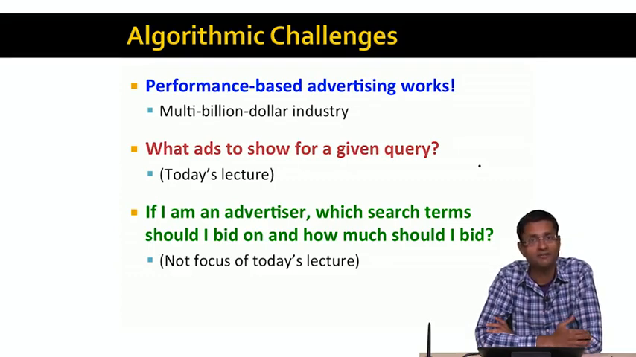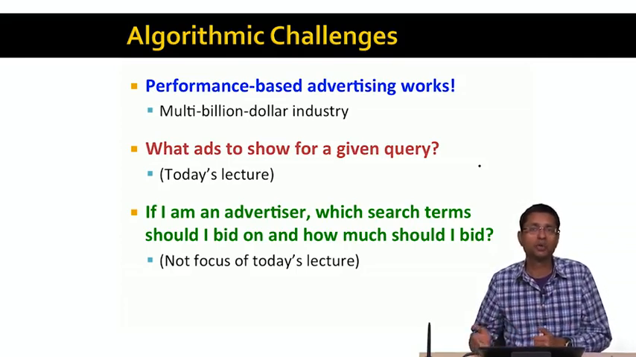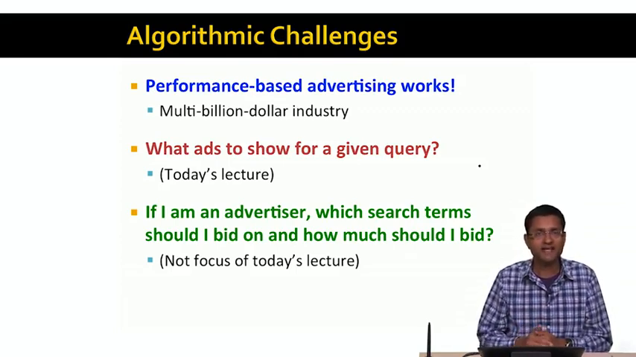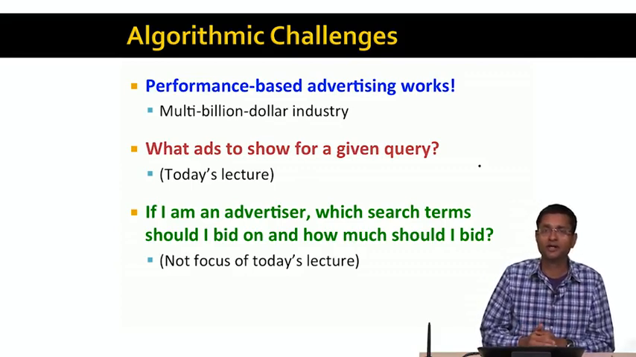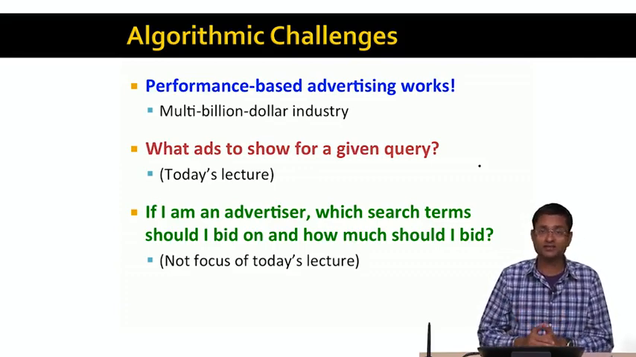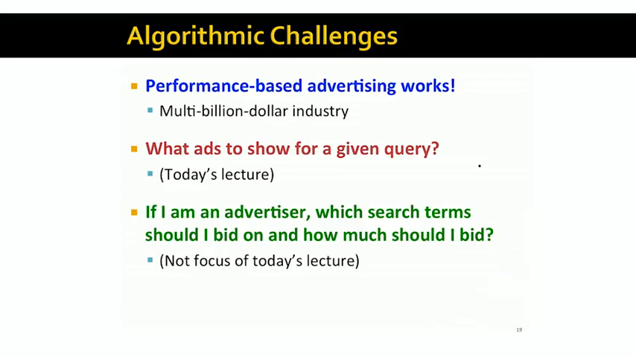And there are a number of algorithmic challenges around performance-based advertising. They roughly fall into two buckets. The first bucket is from the point of view of a search engine, which is what ads do I show for a given query? And that's the topic of today's lecture. The second set of challenges come from an advertiser point of view. And the problem here is, if I'm an advertiser, which search term should I bid on, and how much should I bid for those search terms? Now, this is not the focus of today's lecture, but it's in fact a very important problem, and there's an entire industry segment that focuses around this problem as well.